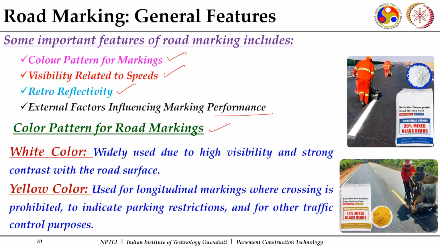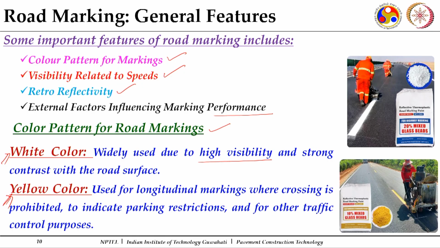Now let us look at the color pattern of the road markings. The most common one you might have seen is the white color one. Why the white color? Because it is used for its high visibility and contrast with the road surface, because most of our pavements are bituminous, with a blacktop surface. So these white markings give a good visibility and a strong contrast with respect to the surface.